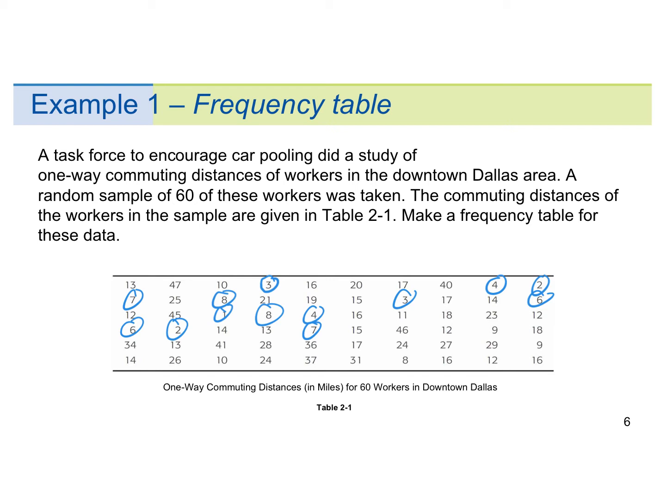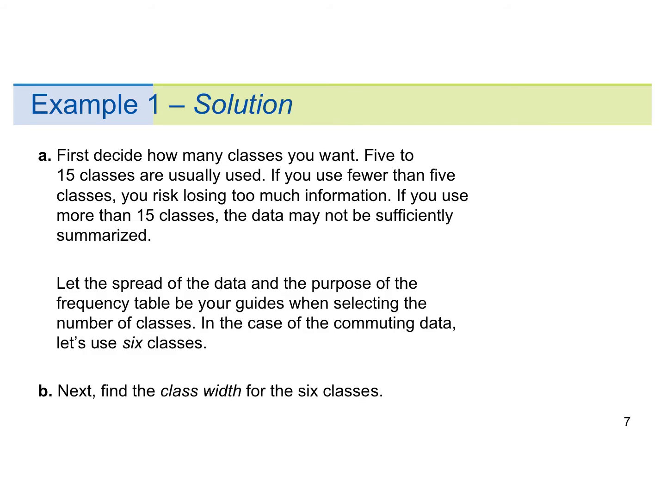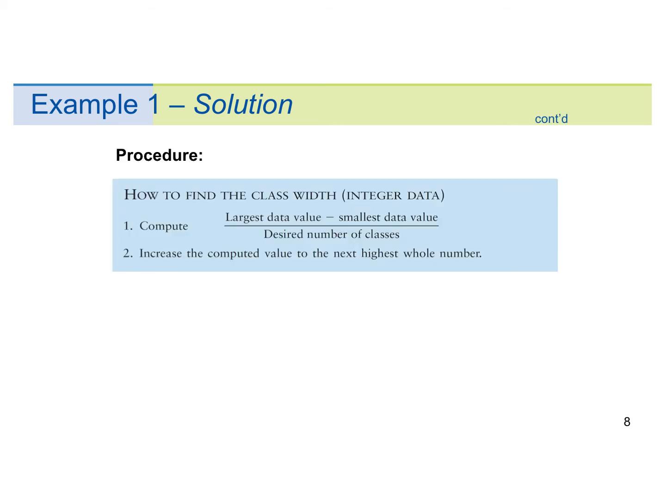13. 14. All right, so I am going to tell you how many classes. In this case, we want to use 6 classes. They're going to tell you that. Actually count them. So how do we compute it? Like I said earlier, we're going to take our largest data piece, take away the smallest data piece, and divide by the desired number of classes.